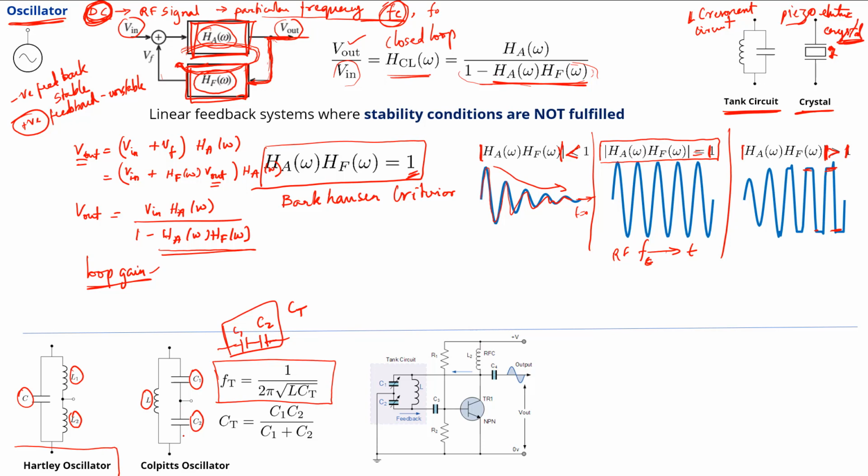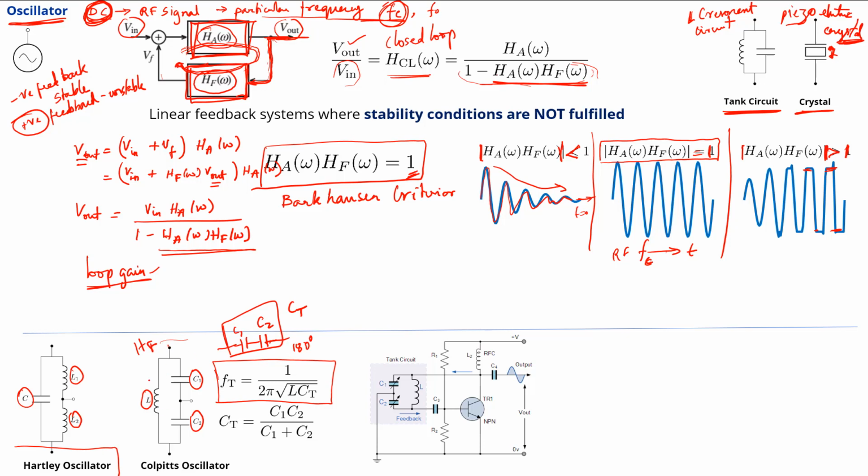Now, for the Colpitts oscillator, the input and the output response is going to be the H of F. If you notice, without going into the details, the output and the input are essentially inverted, meaning they are 180 degrees out of phase, for a Colpitts oscillator.